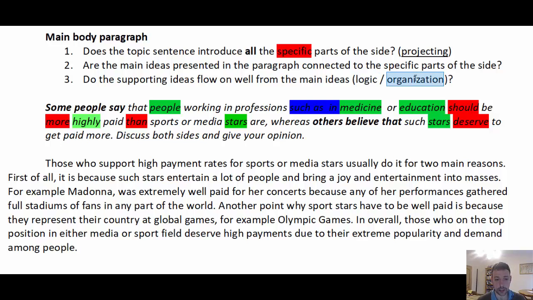Okay, so I assume that you've already seen or read through the exam task. If you haven't, press pause. What we're going to do is just look at the ideas. So we'll look at the topic sentence and then the ideas, and then we'll come back to flow.